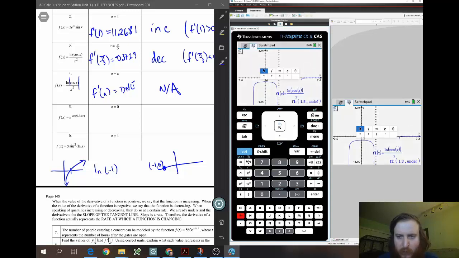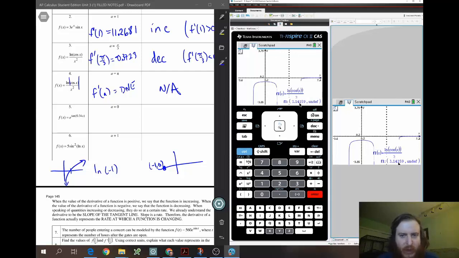but we're going to use the pi button. It's going to show us at pi. It's just the graph is undefined. This original graph is undefined. So it's not a vertical tangent. It's undefined there. And if we wanted to, we also could use the derivative.